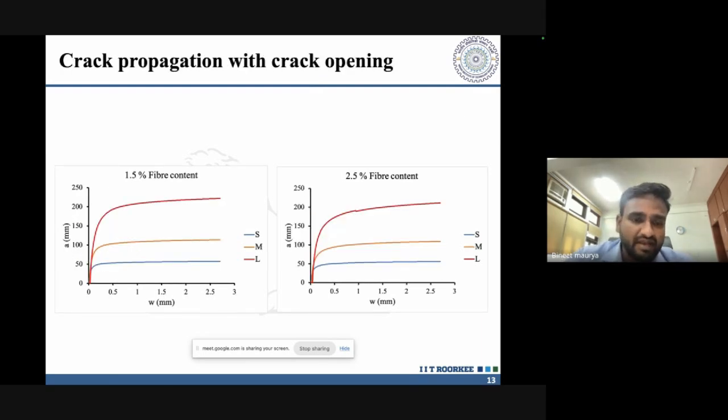This is the crack propagation behavior for both fiber contents. Of course, more or less for all the sizes, it is showing a similar trend. But an interesting thing we can observe: nearly at 0.5 mm crack opening, the crack length has stabilized. After that 0.5 mm crack opening, there is no increase in crack length, rather the crack opening will increase. And it is obvious, when we talk about fiber content, mostly damage occurs because of plain concrete. And once damage has occurred, only the fiber bridging will take place. This is why crack opening is increasing, but crack length is not increasing.